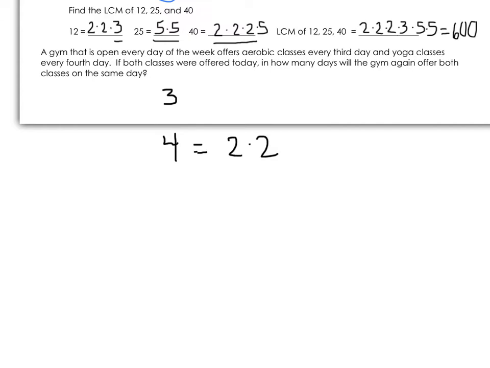4 is 2 times 2. 3 is a prime number, so we just use the 3. And we have 3 times 2 times 2. That's 12. So in 12 days, they will meet on the same day.